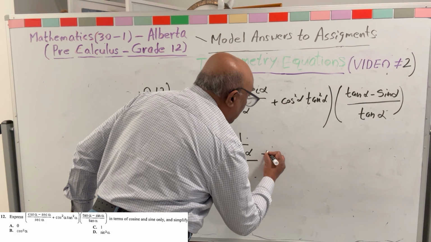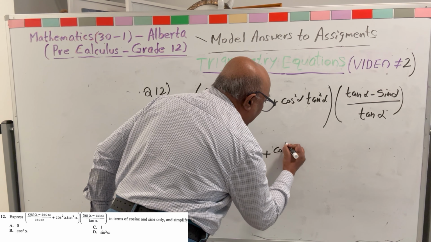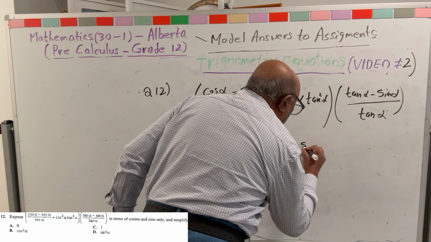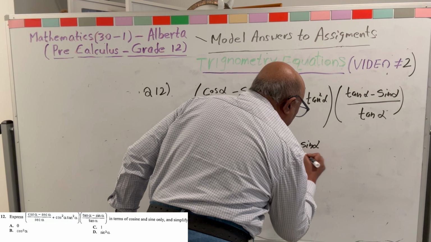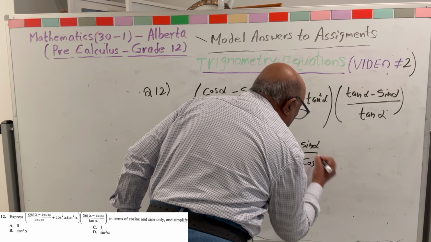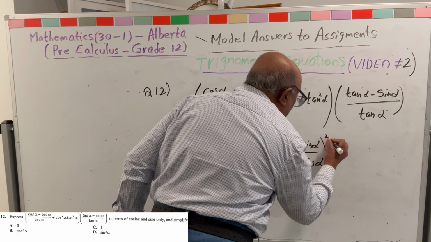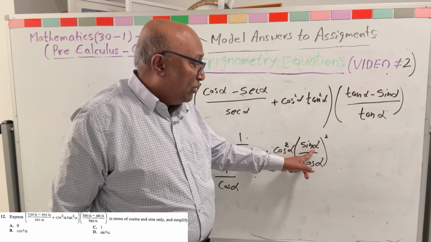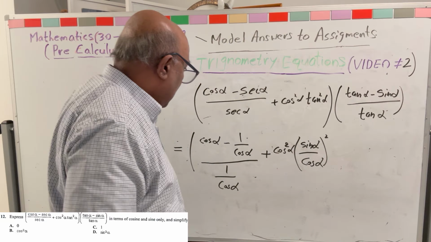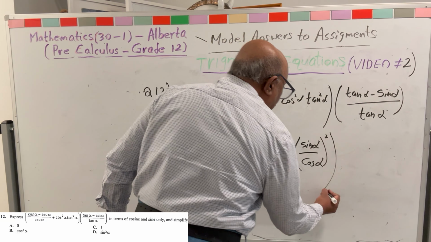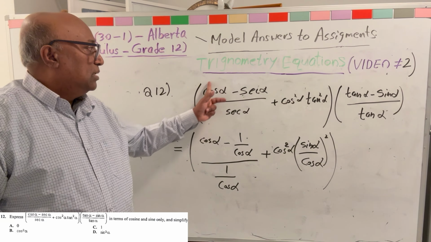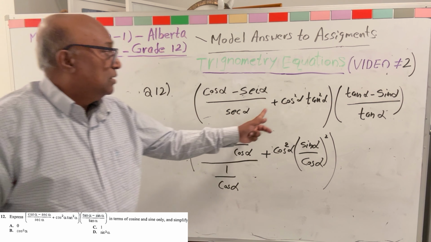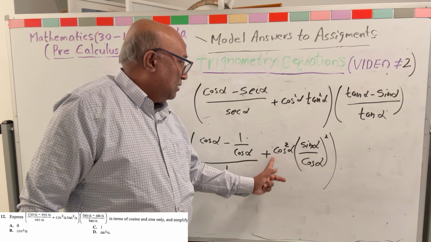Plus cos squared alpha. Instead of tan alpha, I would write sin alpha upon cos alpha. That is from the quotient identity: tan alpha is equal to sin alpha upon cos alpha. I put another bracket here. Everything is clear, no? This part will become this, and this part will become this.